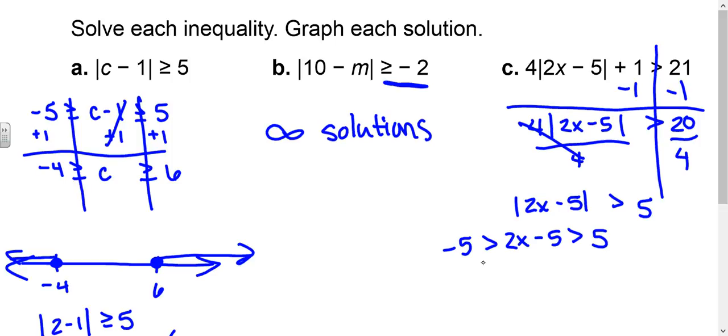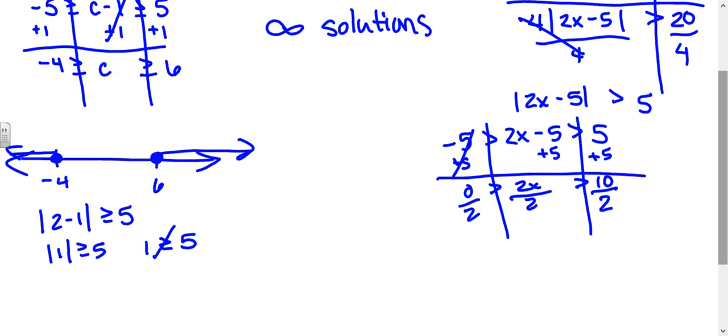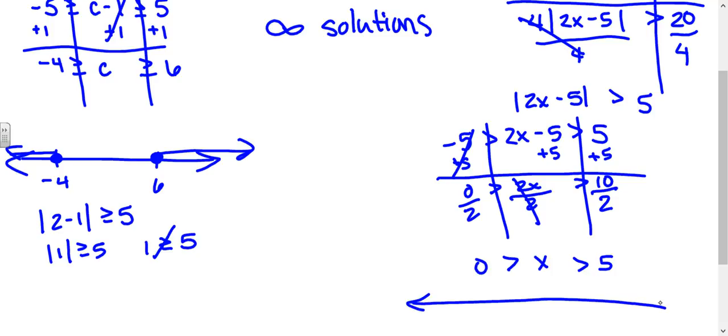So we're going to solve this. So we need to cancel out the 5. So we get 0 is greater than 2x, which is greater than 10. And then we need to divide by 2 to cancel out the 2 and get x by itself. So these go away, and we have 0 is greater than x, which is greater than 5. So we're going to graph this on a number line.